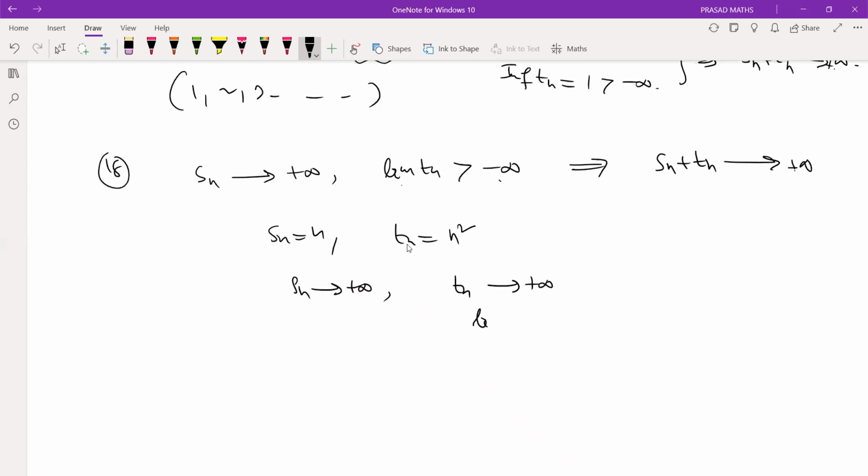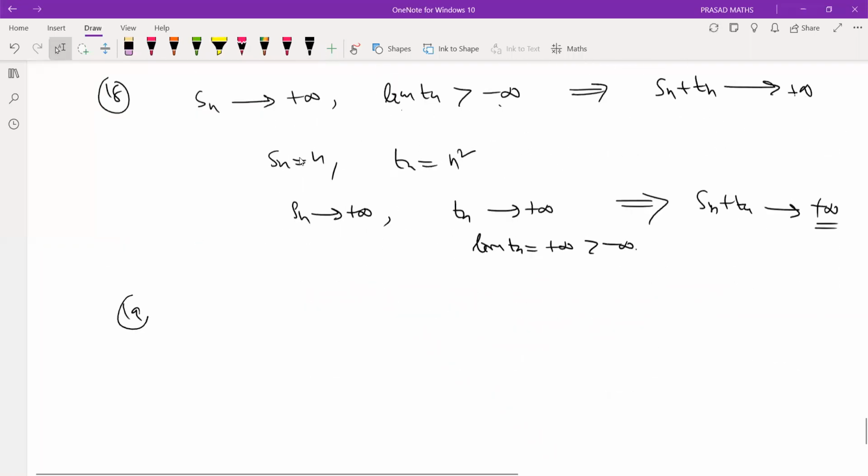The limit of Tn is actually what? Plus infinity, which is bigger than minus infinity. Therefore, the result tells you that Sn plus Tn diverges to plus infinity. This is also a very, very important famous result.